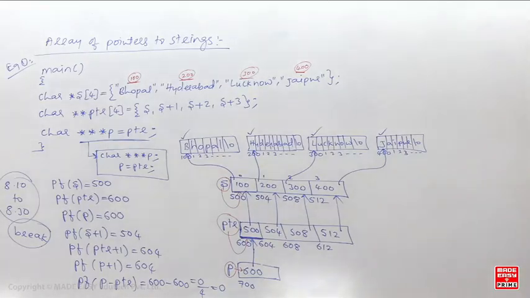Feroza, look here. P means what? A variable. You are confusing things. Variable means you have to say the inside value. So printf P, you don't have a doubt, right? Then why do you have a doubt about P plus 1?